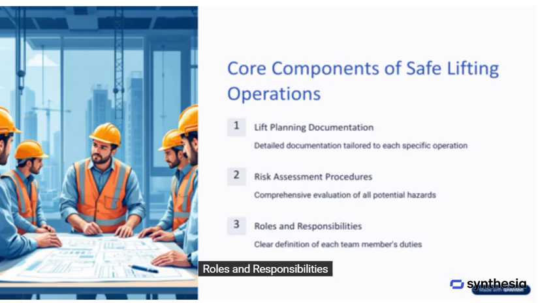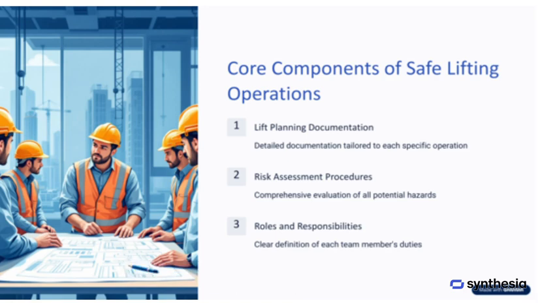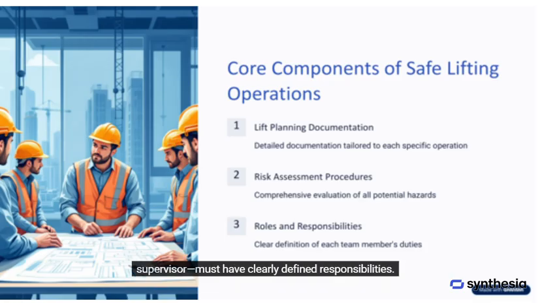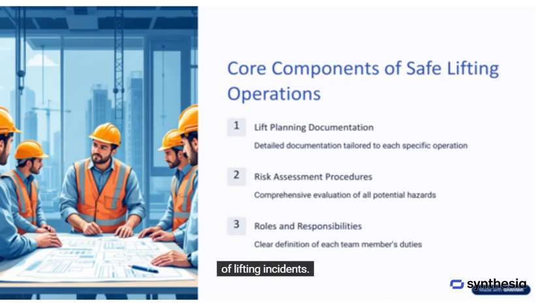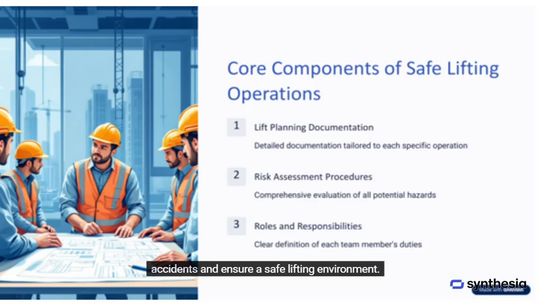3. Roles and responsibilities. Finally, success depends on people and they must know their roles. Everyone involved in the lifting operation, from the crane operator to the signalman, the rigger, and the supervisor, must have clearly defined responsibilities. This ensures proper coordination and helps avoid miscommunication, which is one of the leading causes of lifting incidents. When all three of these components are present and well executed, we significantly reduce the risk of accidents and ensure a safe lifting environment.